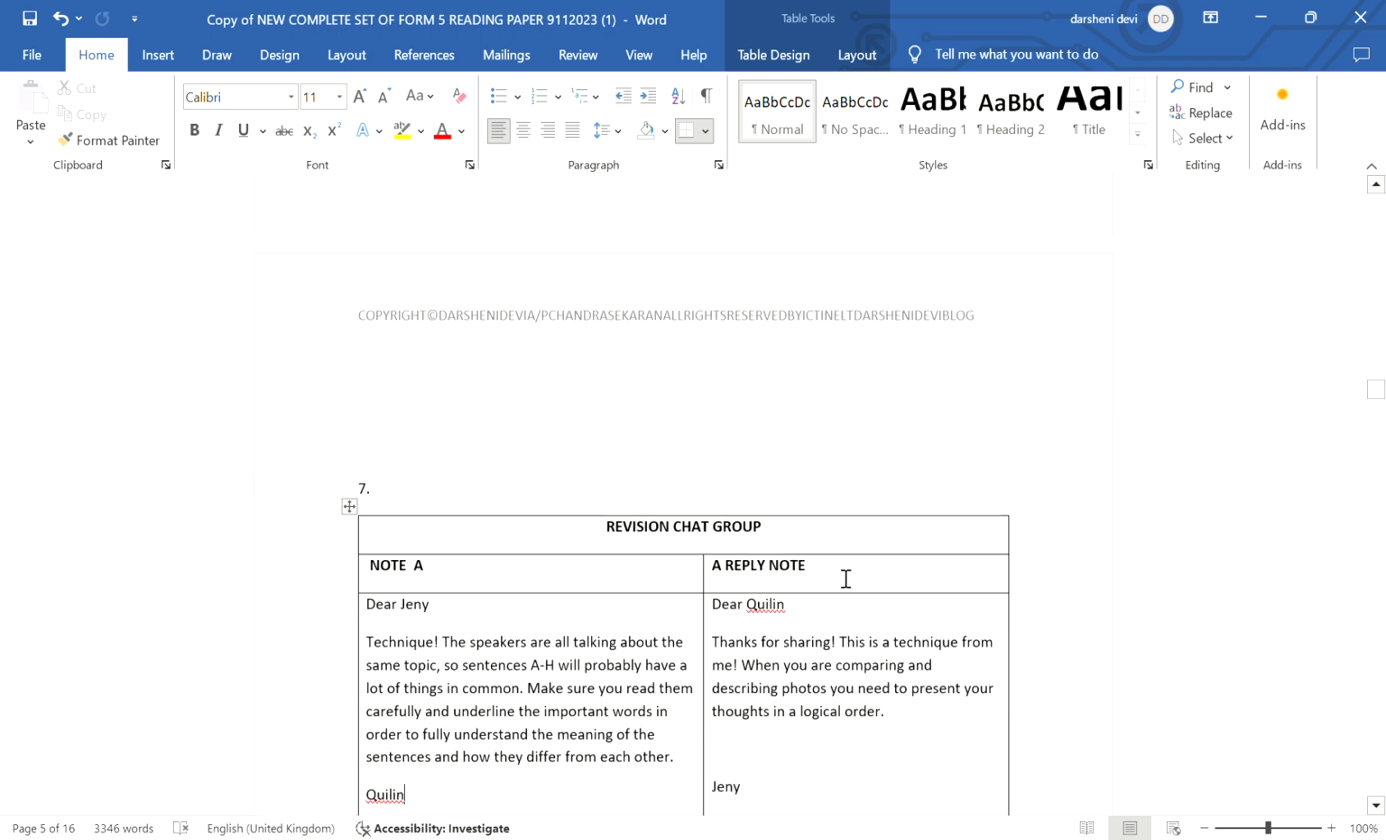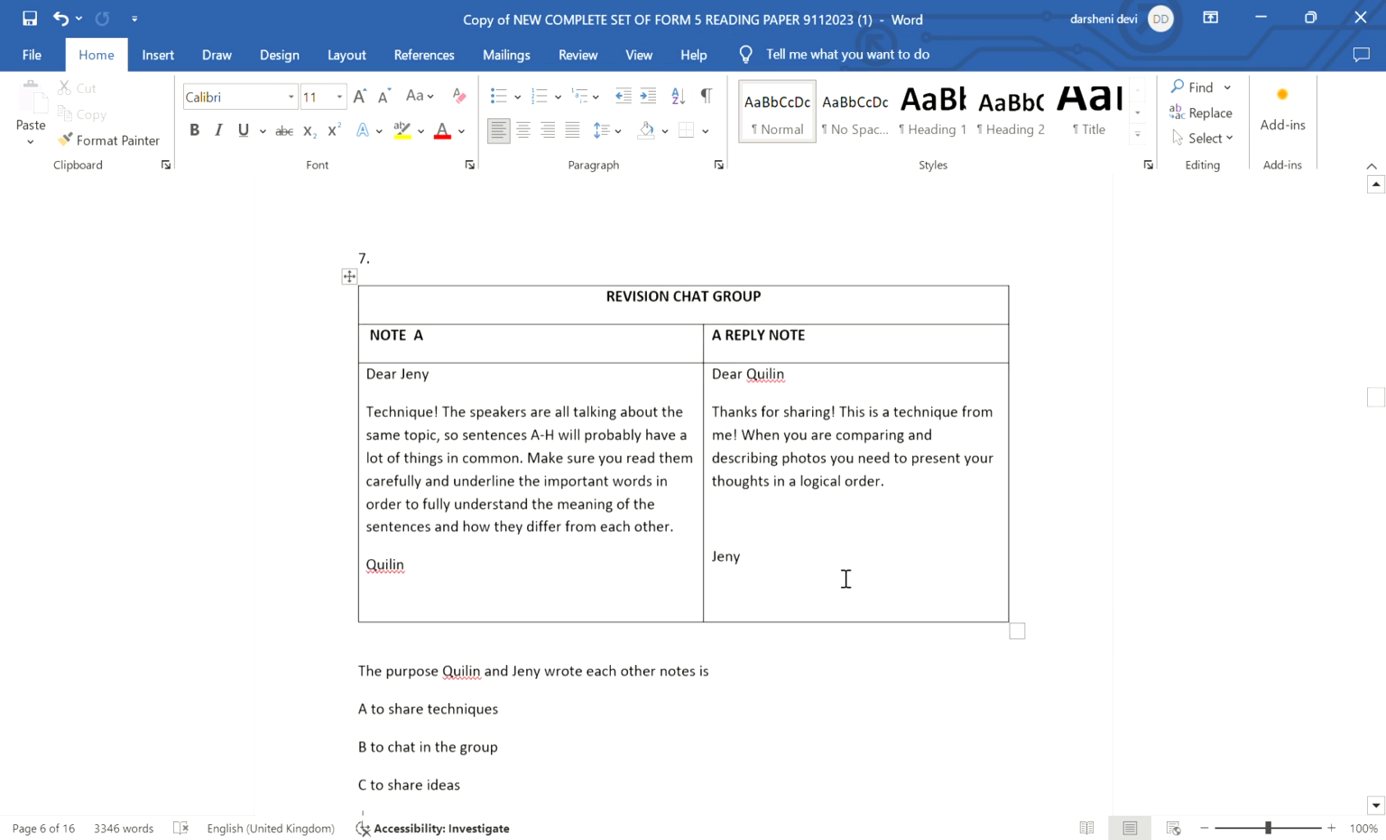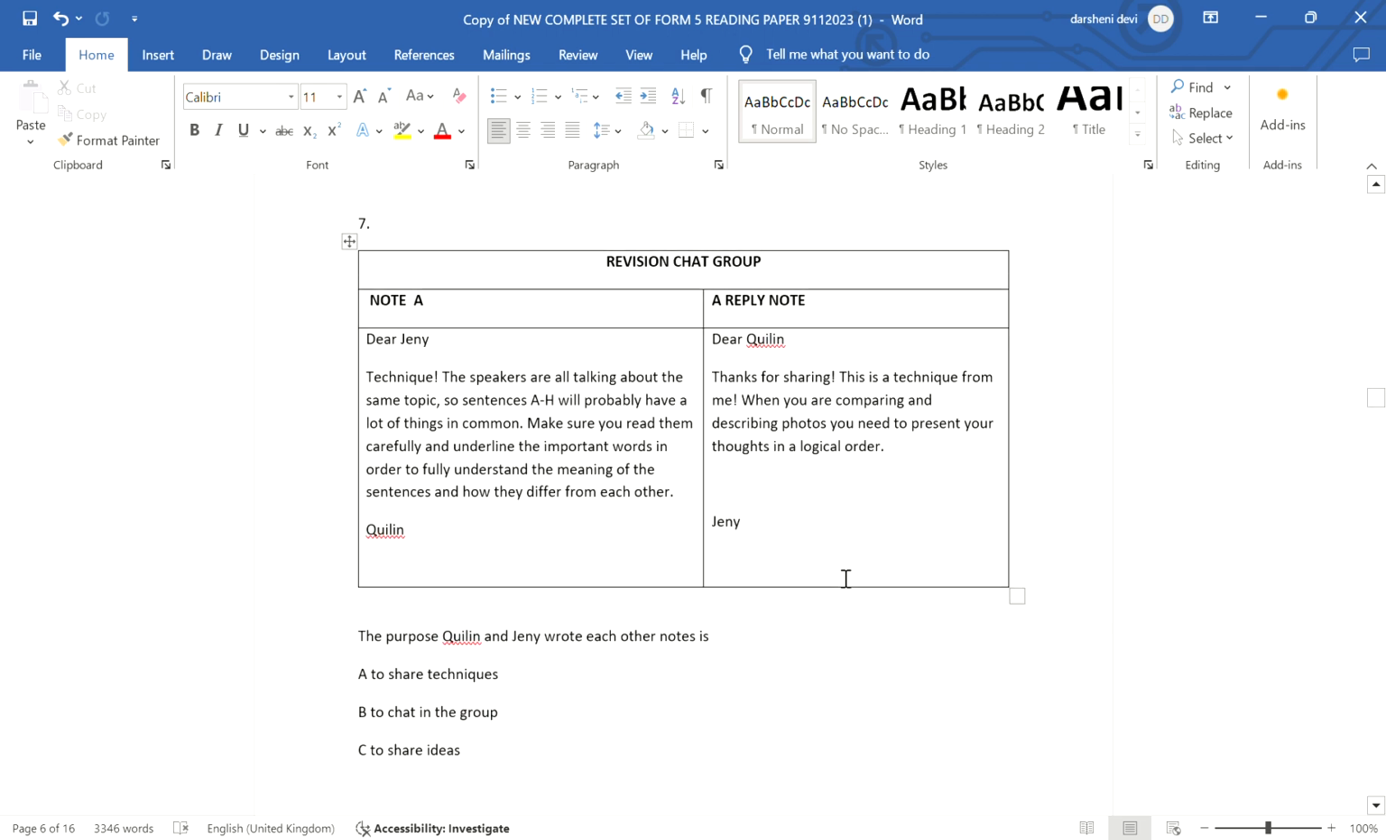Okay, now let's look at question number 7. Okay, this is like a table with a note and a reply note. So it's back again with the purpose. So the keyword here is the purpose. They want to know the purpose. So the other keywords that you can find here, okay, the other keywords is like they want to know about techniques, chat, and ideas.